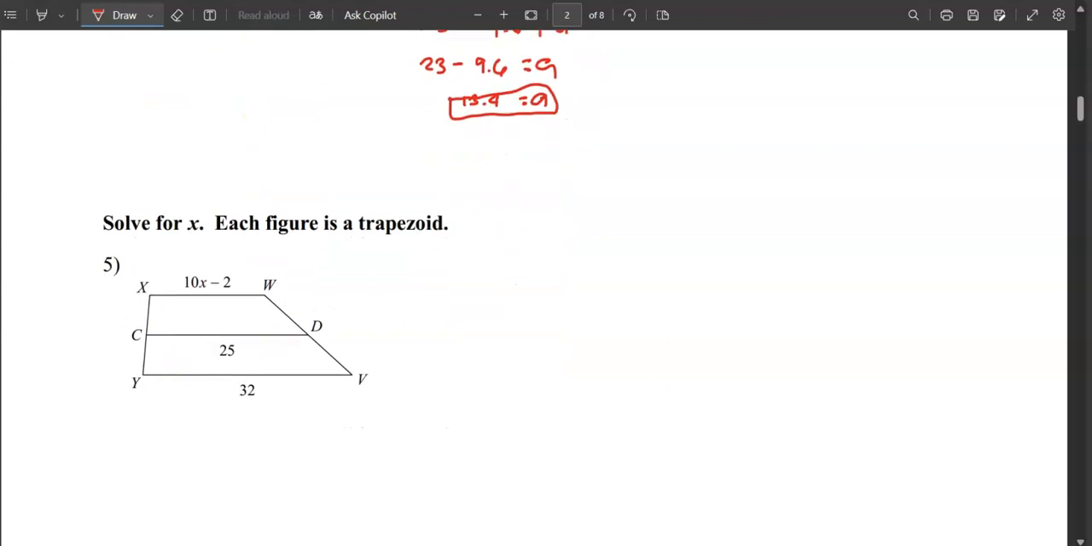So solve for x. We are asked to find the value of x. Alright?